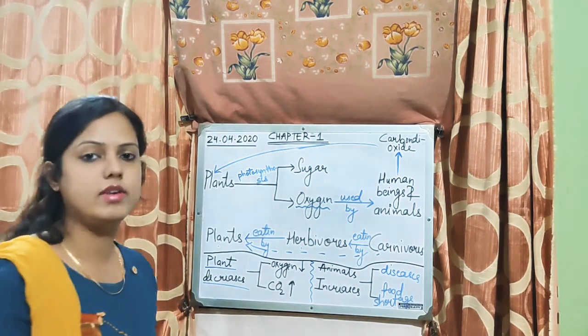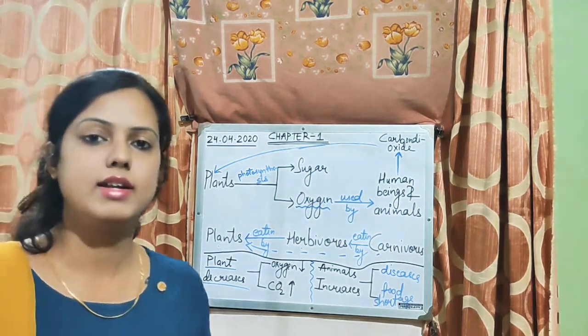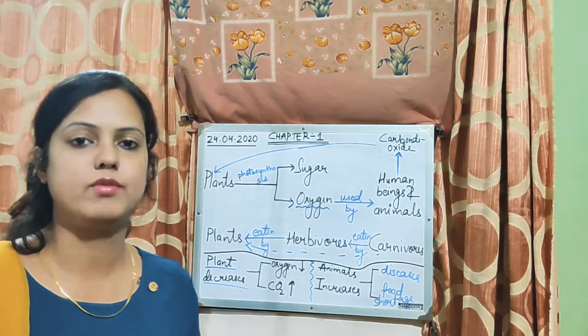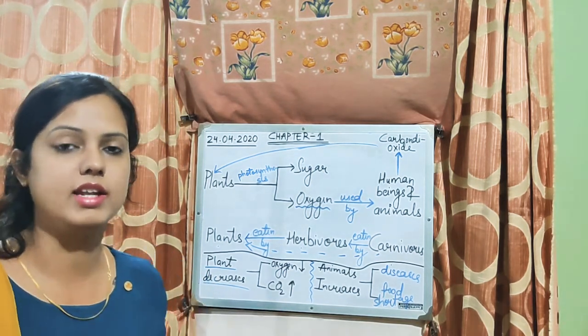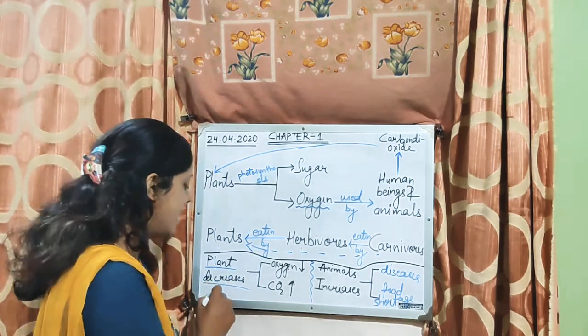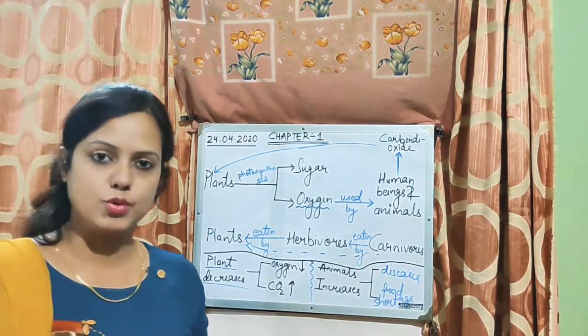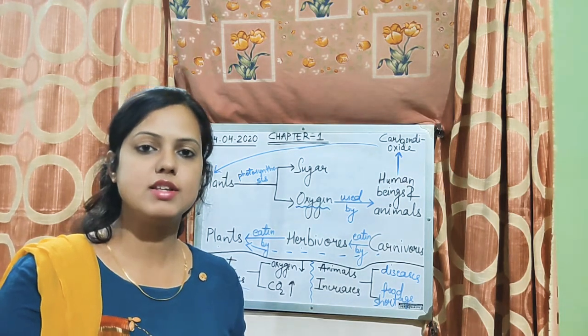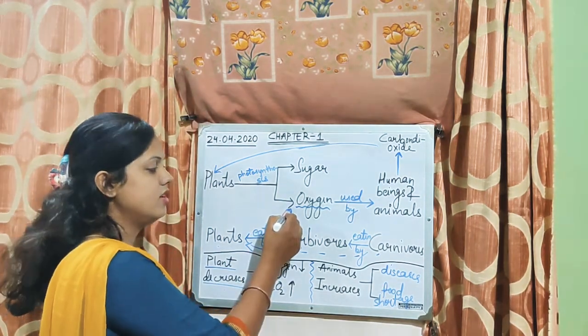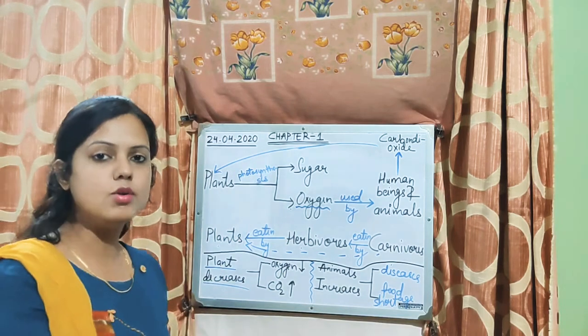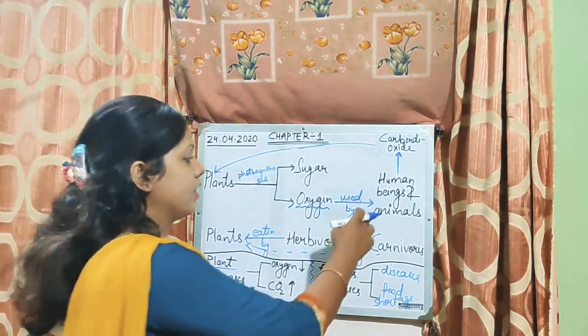Suppose the number of plants decreases. What will happen when the plant number decreases in our nature? When the number of plants is less, photosynthesis will be less. जब फोटोसिंथेसिस कम होगी तो कम ऑक्सीजन रिलीज होगा.